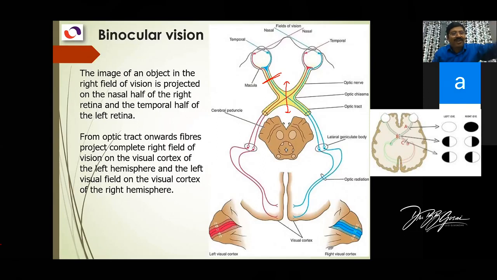Temporal field falls on the nasal part of the retina. Fibers of the nasal part of the retina cross at the optic chiasma. Damage to the optic chiasma in the center damages these fibers, which are from the nasal half of the retina, meaning the temporal half of the field. So the patient will have a loss of the temporal half on both sides, known as bitemporal hemianopia.